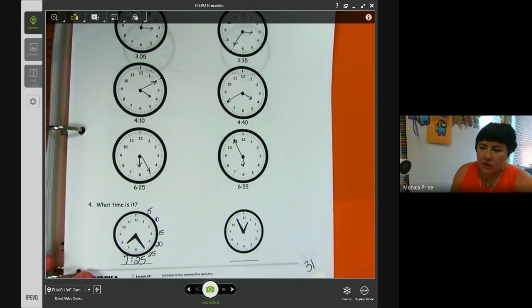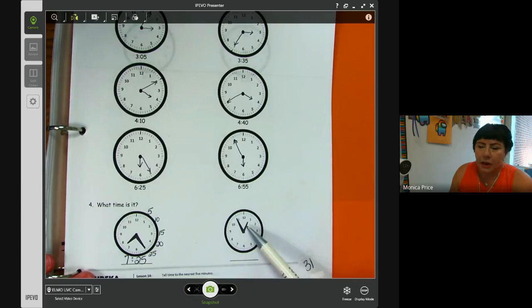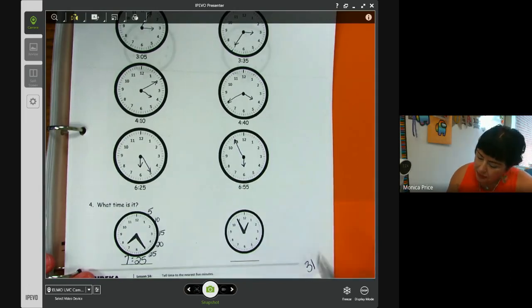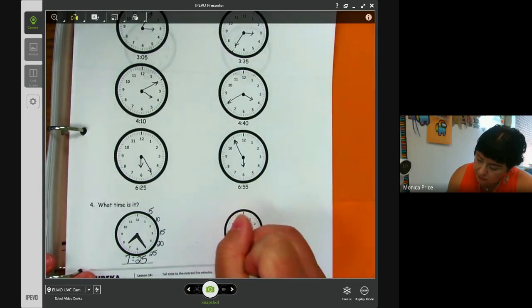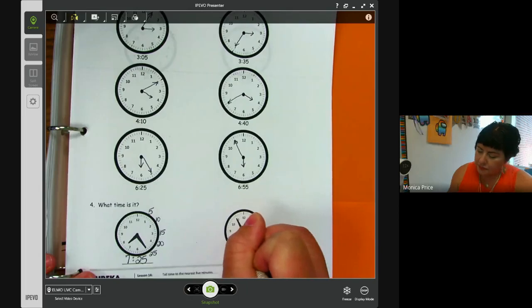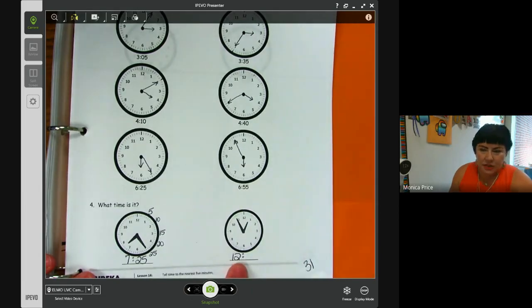Okay, let's do the same thing over here. Let's take a peek at where that hour hand is first. Now, if you look, it's quite far away from the 12, but it is not quite at the 1 yet. So it still is 12, right? It's still in the 12 o'clock hour. So we're going to put 12, then the colon to mark the difference between hours and minutes.